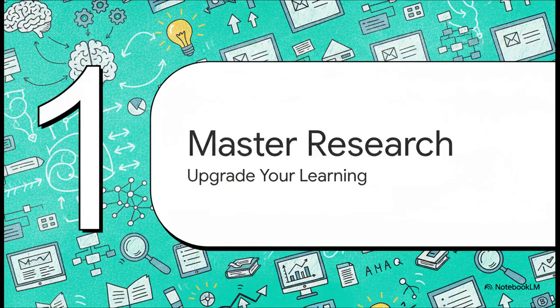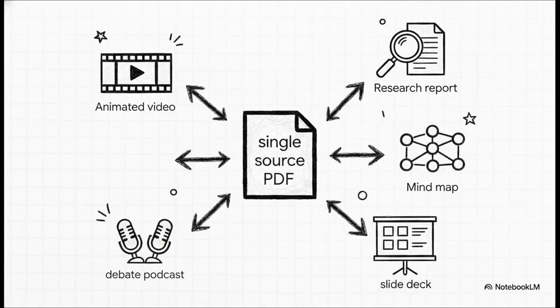All right, phase 1, master research and learning. Whether you're a student, an analyst, or a startup founder, the way you process complex information is about to get a massive upgrade. There's this tool called NotebookLM. You literally just drop in a single source, say a really dense strategy PDF about Tesla's 2026 robotics pivot, and it automatically generates all of these formats.